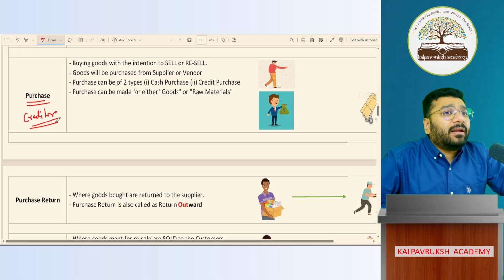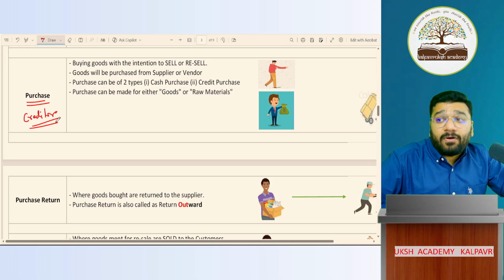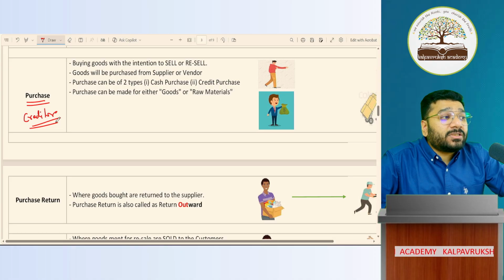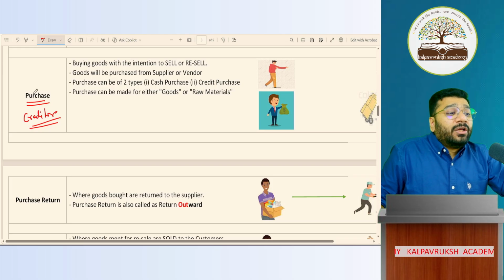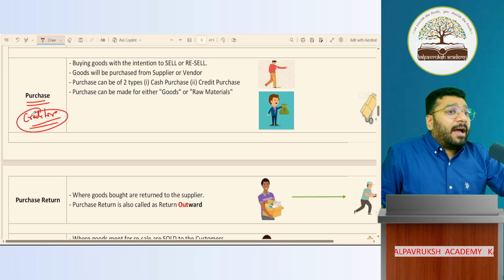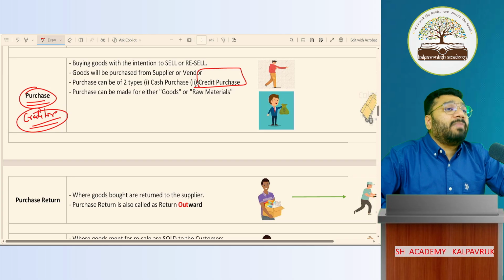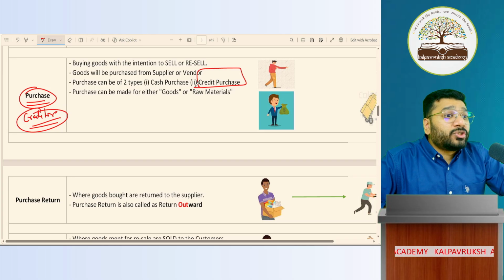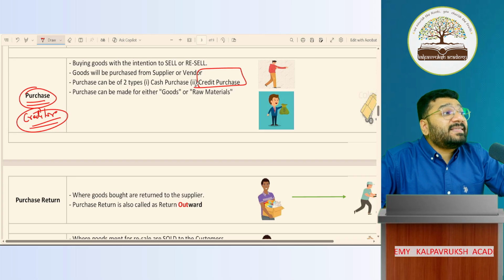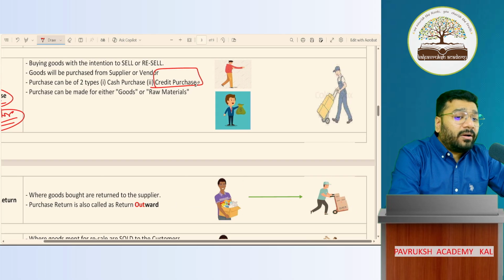The birth of the creditor will happen in relation to purchase. Purchase is of how many types? Two types. One is cash purchase. Second is credit purchase. So creditor will happen only in case of credit purchase. So creditor has got some significant connection to credit purchase. Got it, not got it?